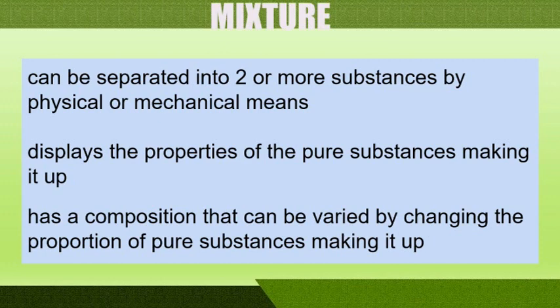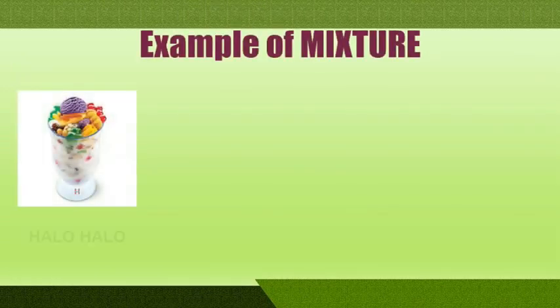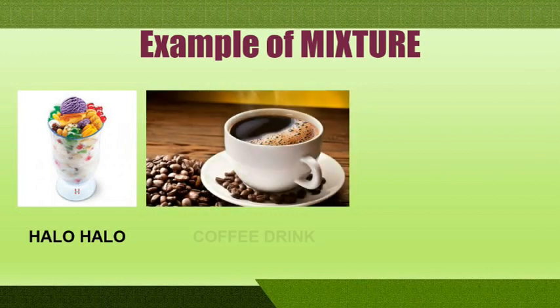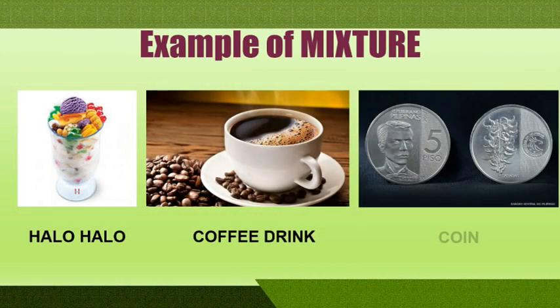Example, if you add sugar in water, still, you can taste the sugar because the property of sugar does not change. If we change the amount of pure substances, the composition of mixture changes. Examples of mixture are halo-halo, coffee drink, and coin.